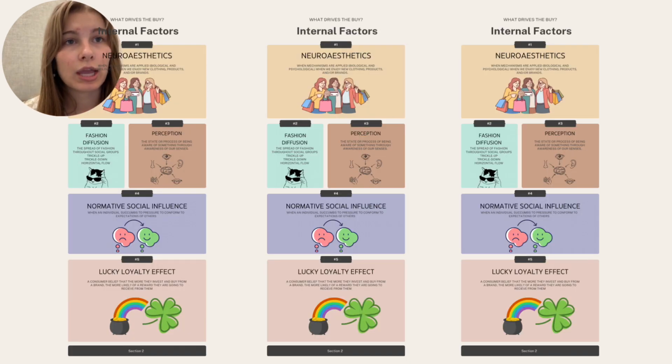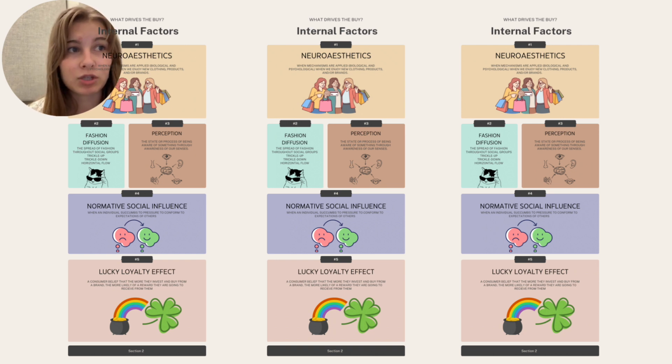Next, let's take a look at the infographic that describes some internal factors of a consumer and what drives their buy. First is neuroaesthetics. This is when mechanisms are applied, like biological and psychological, when we enjoy new products, clothing, and our brands. And then you have fashion diffusion, which is the spread of fashion throughout social groups with trickle up, trickle down, and the horizontal flow theories.